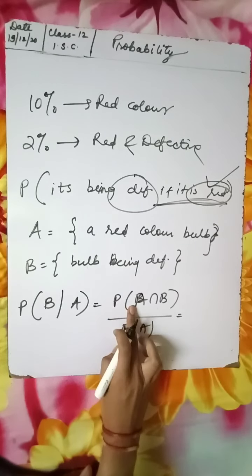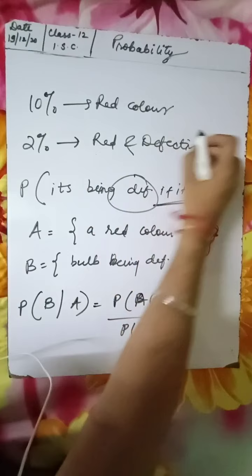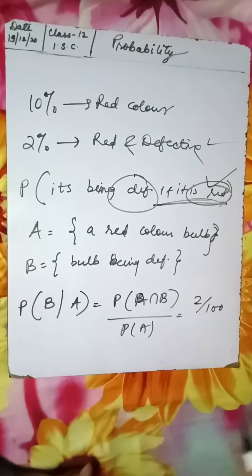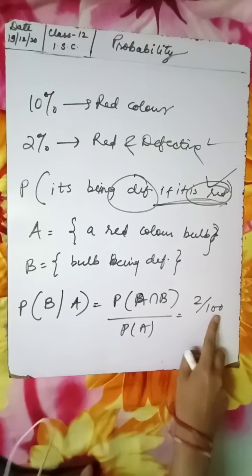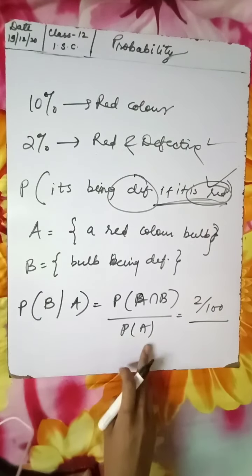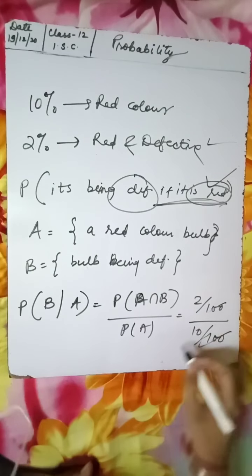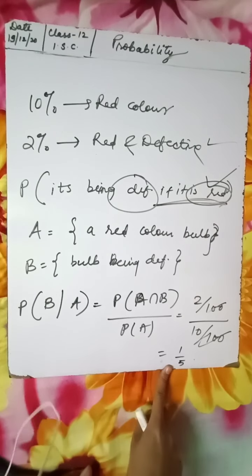Can we find the probability of A intersection B? Yes, it is already given. Red and defective, 2%. If we want to convert this percent into a ratio, it will be 2 upon 100, and probability of A is already given, 10 upon 100. 100 and 100 cancel, 2 by 10 is 1 upon 5. So the answer is 1 upon 5.